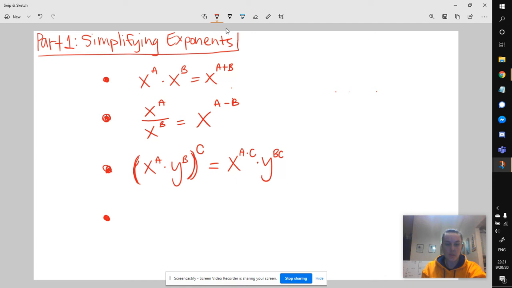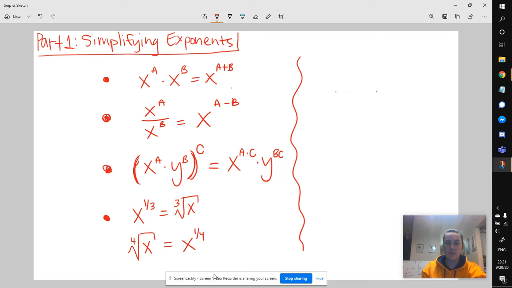And the last rule I want to talk about is when we write fractional powers, and I'll write this in 2 ways. When we have x to the 1/3, we can actually write that as the third root of x. And these are the same things, right? The other way I'm going to write that is if we start with the root, we can always move to the fraction. Cool.